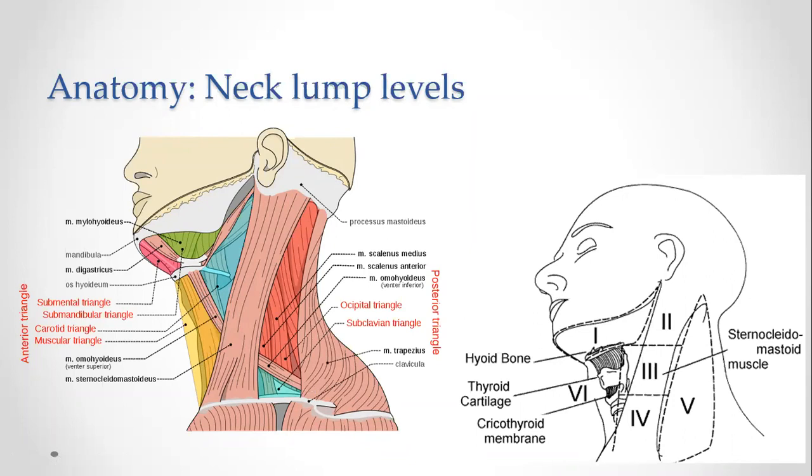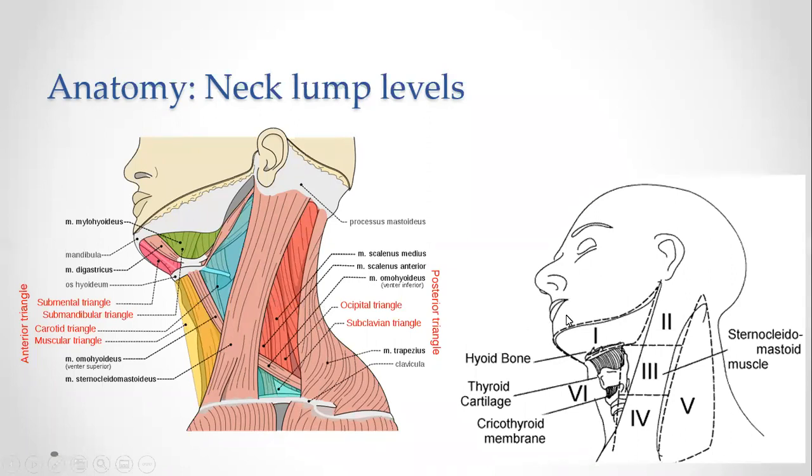So anatomically we have the submental triangle, the submandibular triangle, the carotid triangle, the anterior muscular triangle, and the posterior is the occipital triangle, and the carotid triangle.